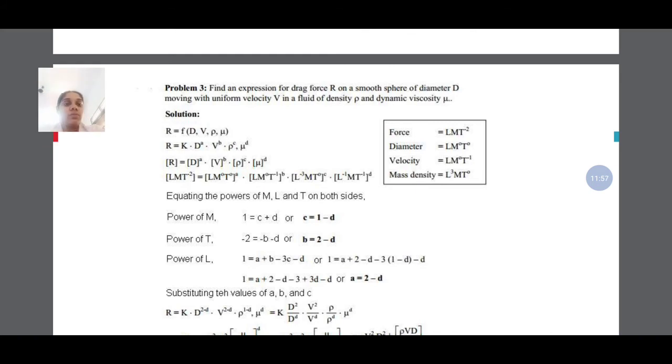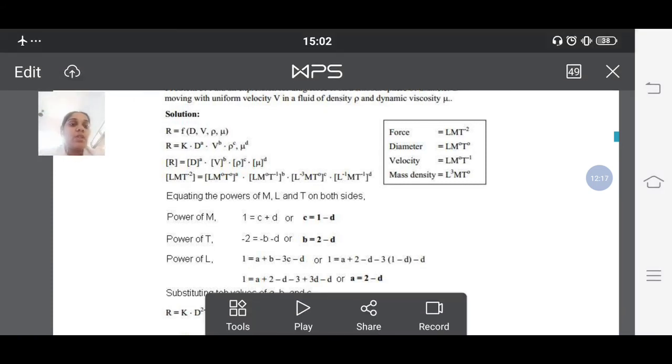1 equal to, substitute the known values, that is c and b, in the power of L. We didn't know the value of a, so a plus b. We already know the value of b, that is determined from the power of t. So b equal to 2 minus d. Substitute b equal to 2 minus d and c equal to 1 minus d in the power of L. 1 equal to a plus 2 minus d minus 3c. So minus 3 into c. Substitute the value of c in this term: 1 minus d, and we didn't know the value of d, so minus d.